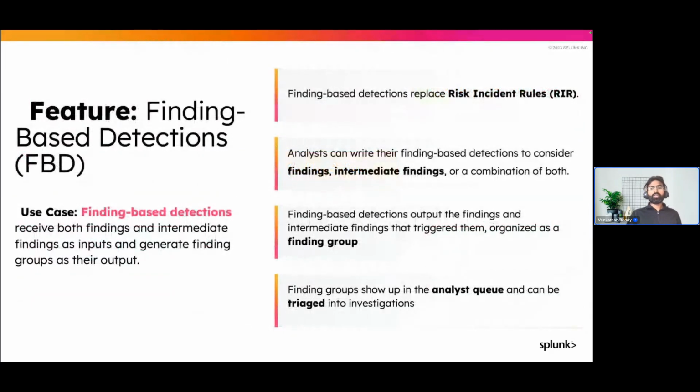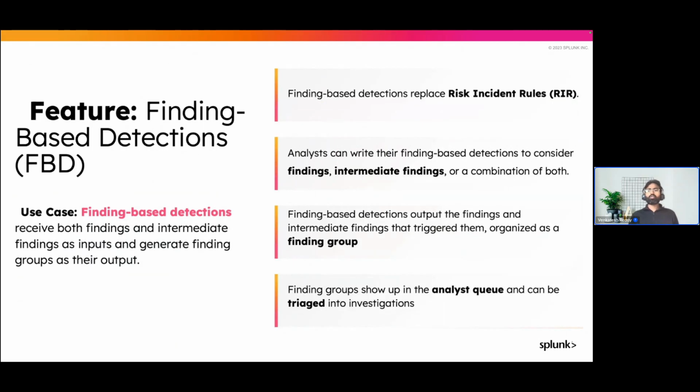Finding-based detections receive both findings and intermediate findings as input and generate a finding group as their output. This replaces risk incident rules, and it is very useful for the RBA customers. The analyst can write their logic to consider findings, intermediate findings, or a combination of both. For example, if I have 10 intermediate findings, trigger this alert, and it will list all those 10 intermediate findings as a finding group in the analytics queue.